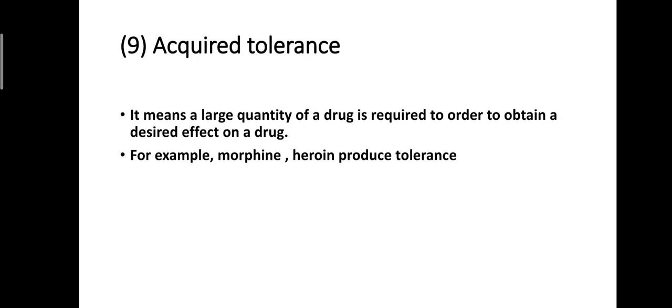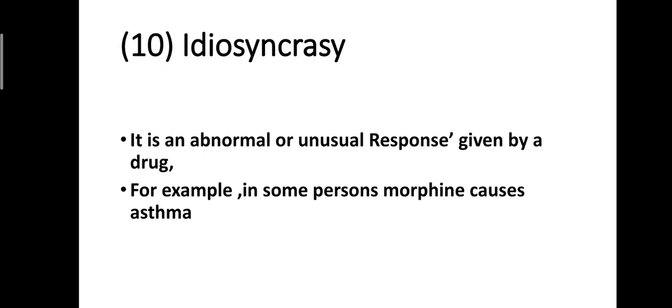Acquired tolerance. It means a large quantity of drug is required in order to obtain the desired effect of the drug. For example, morphine and heroin produce tolerance. Idiosyncrasy. It is an abnormal or unusual response given by a drug. For example, in some persons, morphine causes asthma.